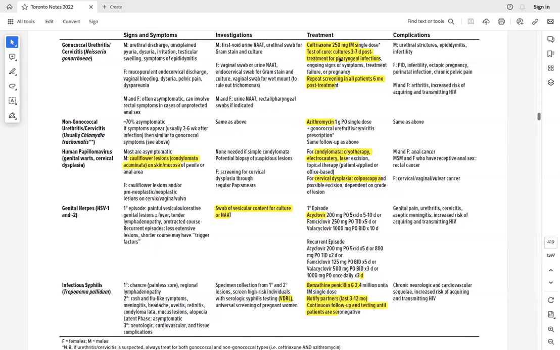For chlamydia and gonorrhea, it is NAT. And whenever we are treating gonorrhea, what do we give? Ceftriaxone 250 mg IM, single dose. And for chlamydia, we give azithromycin.